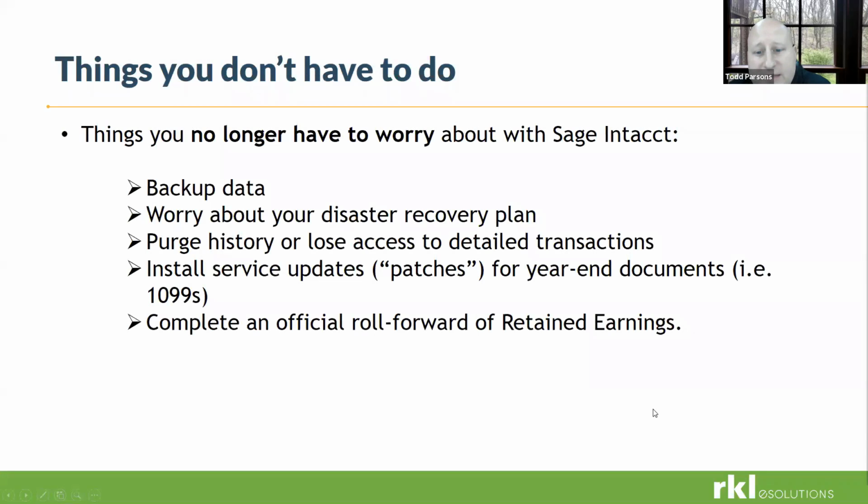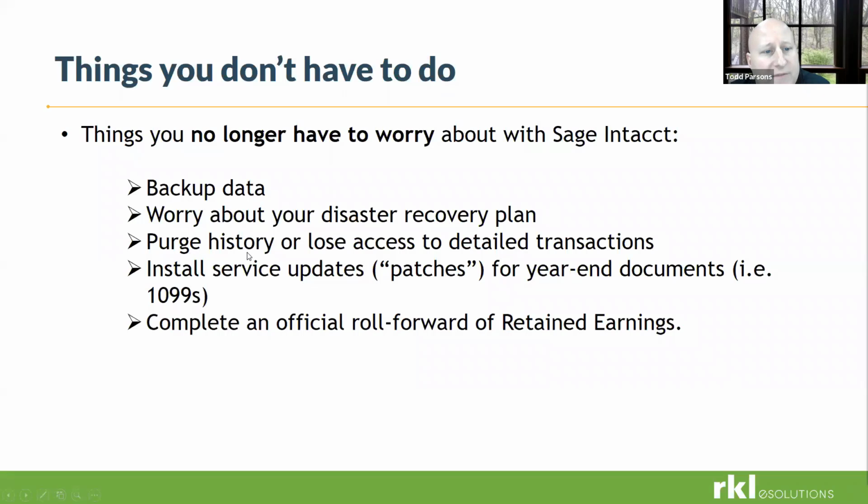So first part is, and this is something that people newer to Intacct absolutely love, and that's things that you don't have to do anymore. So things you no longer have to worry about with Sage Intacct are you do not have to back up data. I remember my days in Sage 100 and we had, I think, 8 different entities in the company I was with. So every one of those had to be backed up manually. There is no more of that. Worry about your disaster recovery plan. That's already taken care of by Sage Intacct, being a cloud-based software.